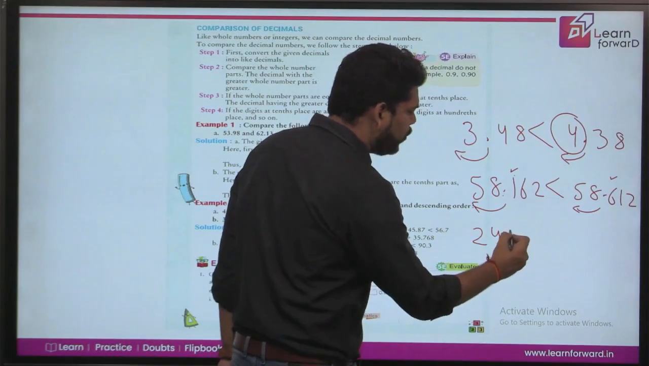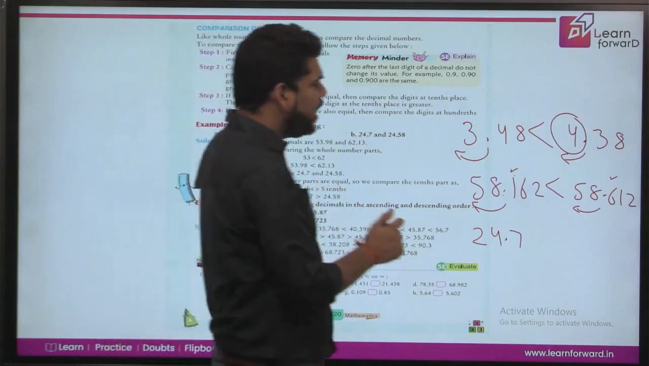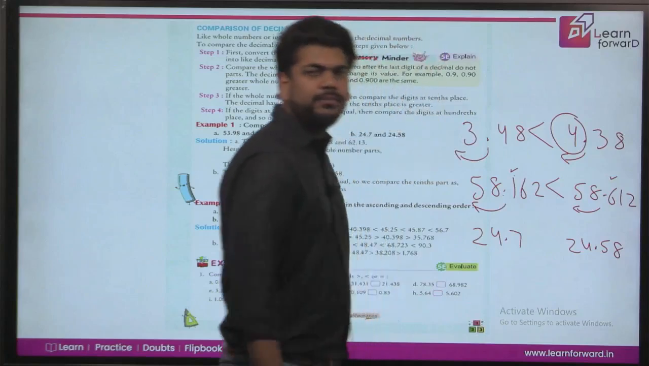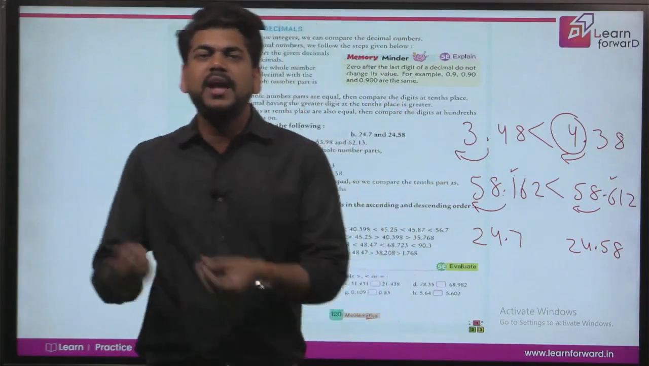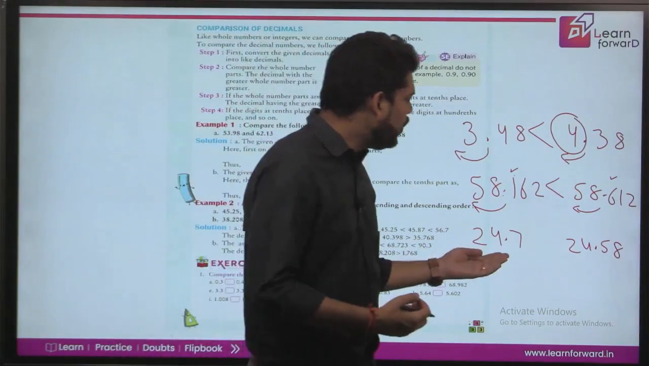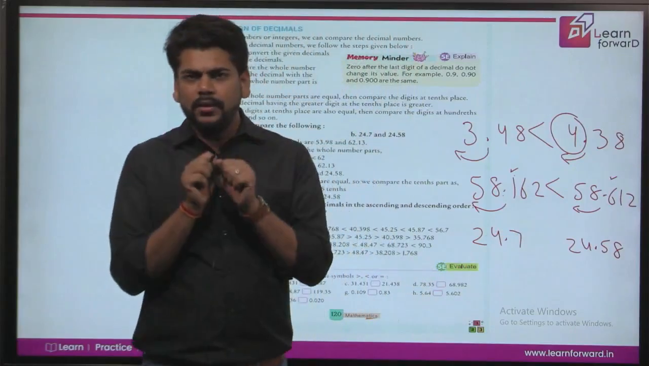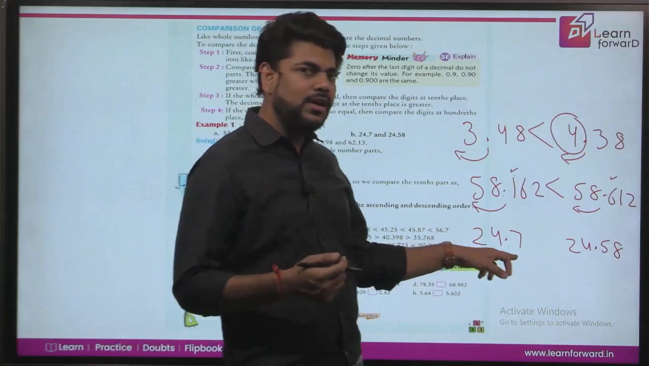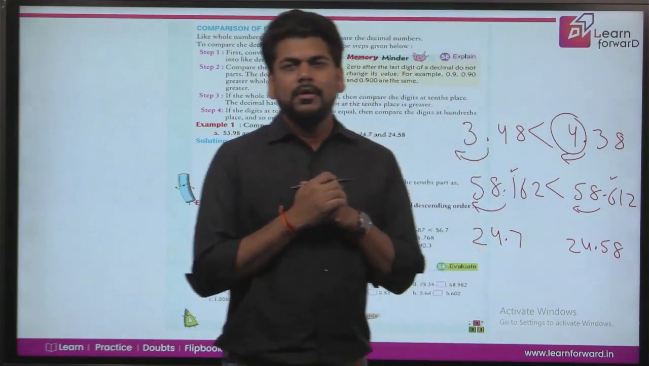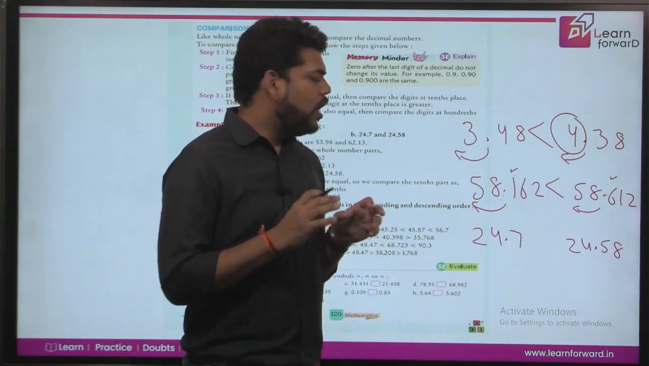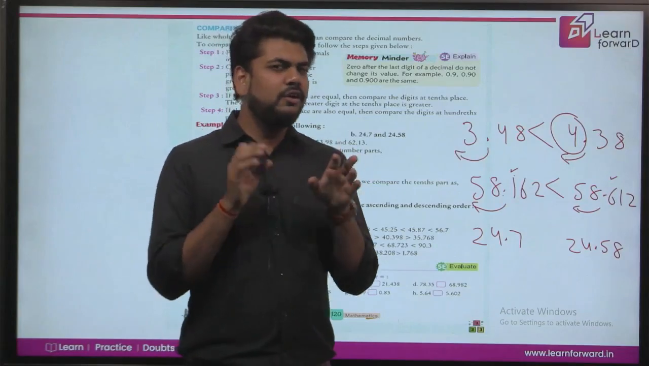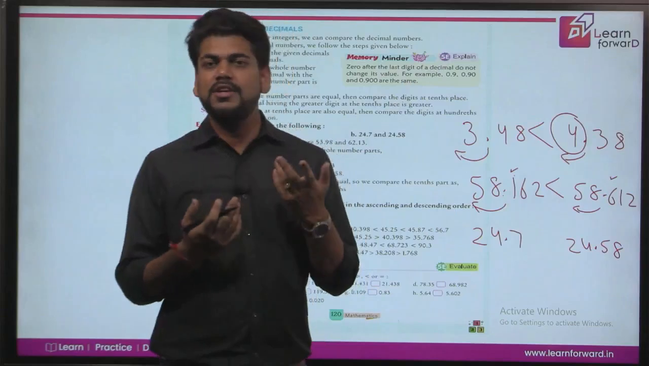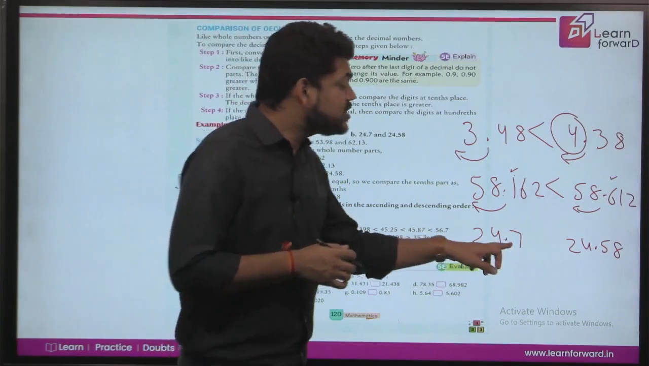It's there in your book: 24.7 and 24.58. Now again we'll start with the numbers lying on the left side of the decimal. 24, 24. Till now both are equal. If we read the number after the decimal, this is 7, this is 58. So according to you, which one is greater, 7 or 58? It seems that 58 is greater, right? Because 7 is smaller. But this is not 7.